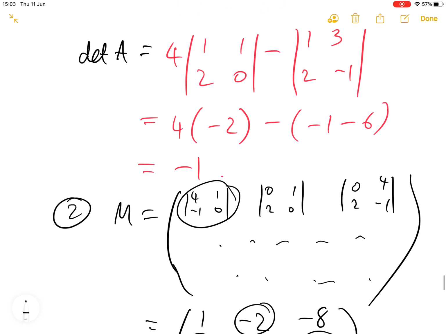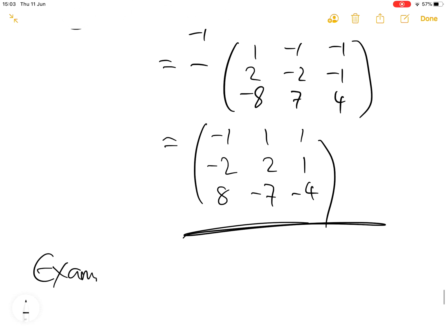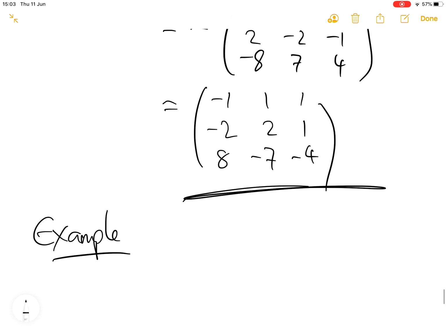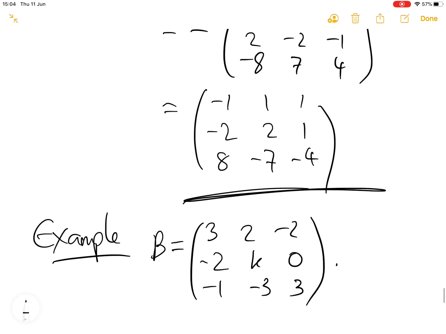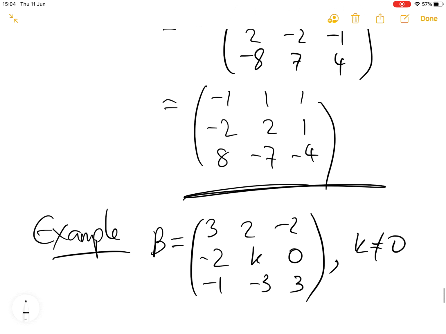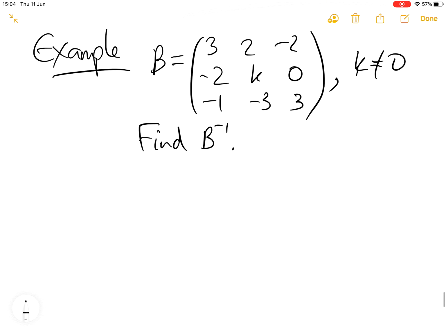But if one of the entries was an X, for example, you would have to go through this process. So we'll now just see one example where there's an algebraic unknown. So now we're given a matrix B, which is 3, 2, minus 2, k, 0, minus 1, minus 3, 3. And we're told k is not 0, because that would make the determinant 0. And the question is find B inverse.